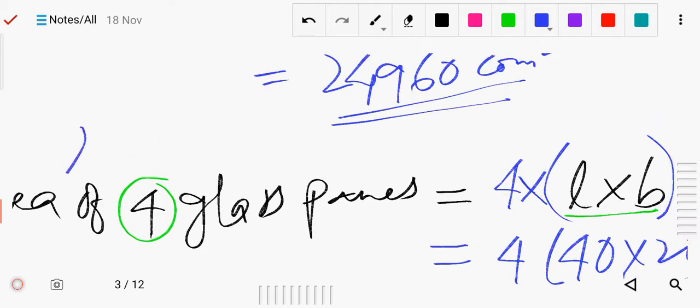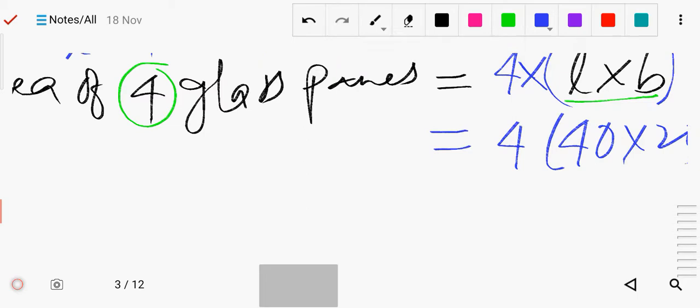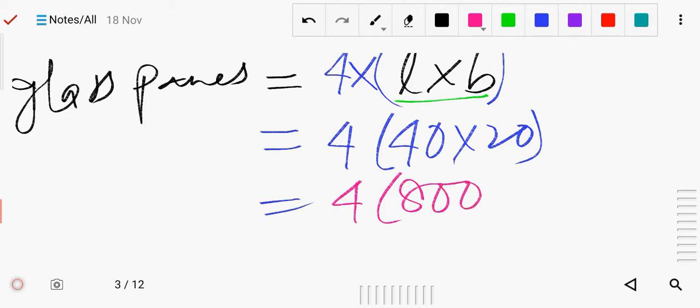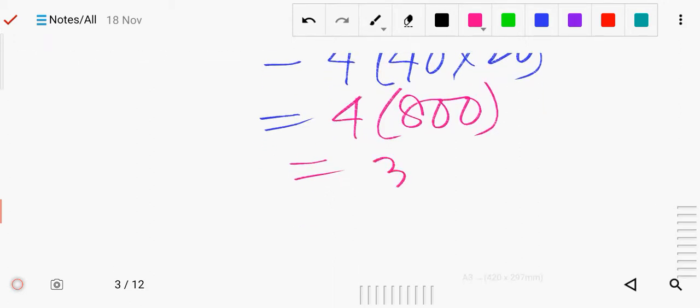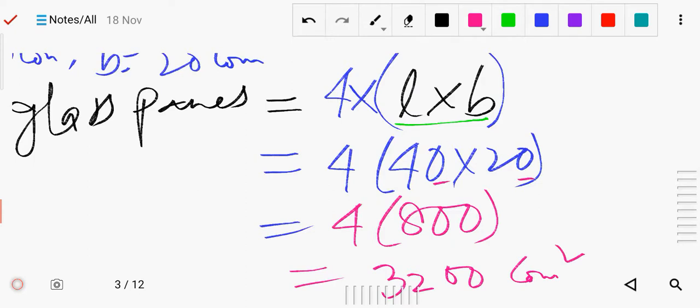Here you can write the dimensions. L is given, what is the L? L is 40 centimeter, and B is given 20 centimeter. Okay, so this dimension you have to mention there. Now you can solve this. So first inside the bracket you will multiply, so it is 800, and this 4 will multiply, so 3200 centimeter square. Actually I am not writing the centimeter here, so you can write it there also.